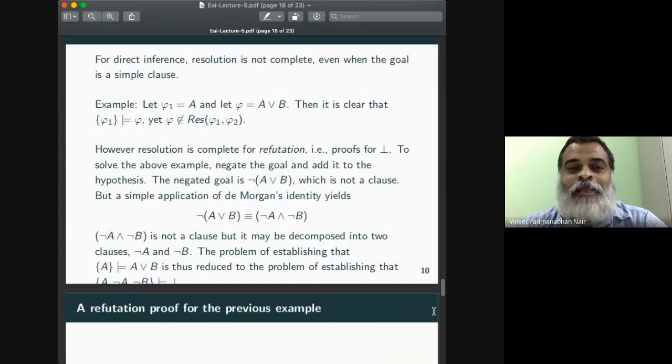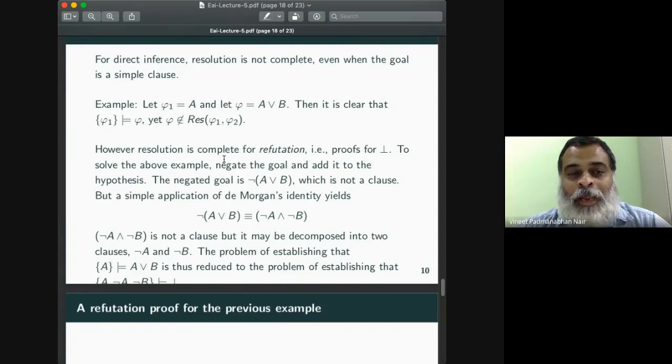In the first case, I told you direct inference resolution is not complete, and I showed why. Because you cannot resolve phi1 and phi2 and get the answer. Phi1 is A, and from phi1 phi follows, yet resolving phi1 and phi will not result in the answer, the goal which you want to get. There is some mistake here because phi1 gives phi, then again I have written phi1 and phi2. But anyway, I hope you have understood the logic.